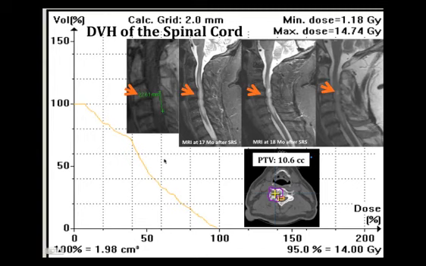So the cord here actually did receive the prescription dose, but to a very minimal volume of the cord. It was a dose point to the cord, but it did receive the 14 gray. And we saw from the pig data that the triggering point was 17, so higher than what we actually observed in our clinical case.